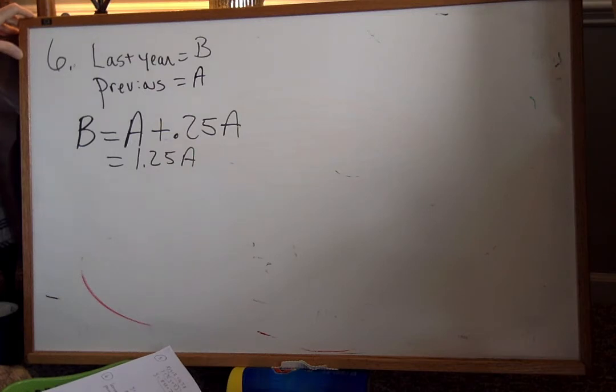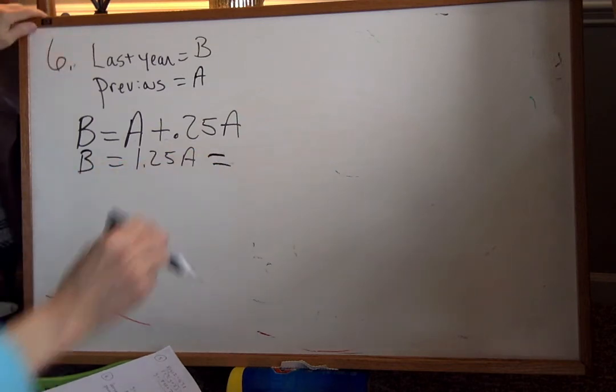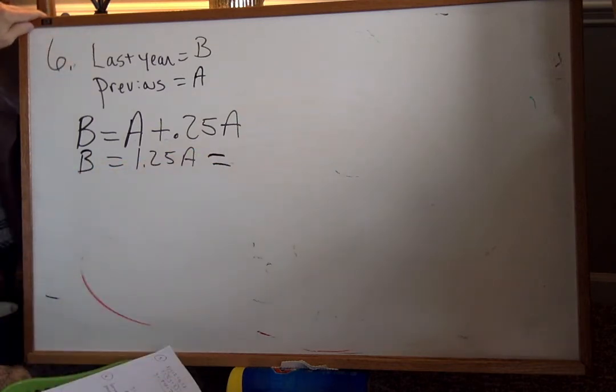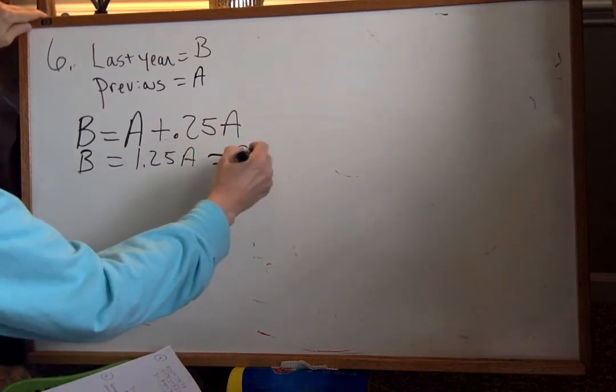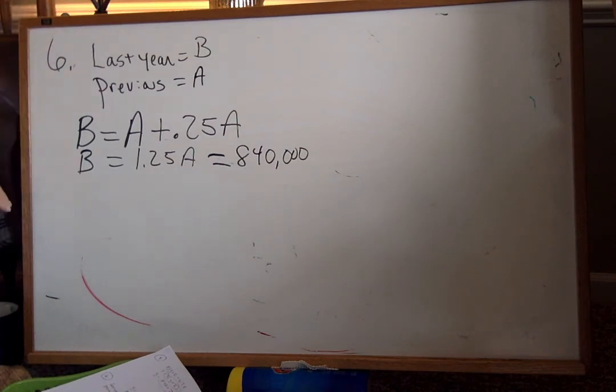I've missed something in the problem. Let me reread. Oh, and the sales for last year, which is B. Okay, they're about to tell me what B is. The sales for last year were $840,000. Okay, so then they tell you, hey, we know they made $840,000. What did they make the year before that? What they're calling the previous year.